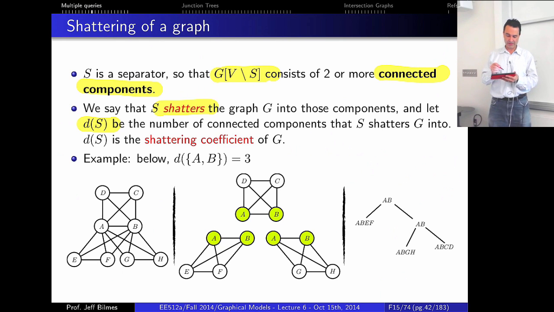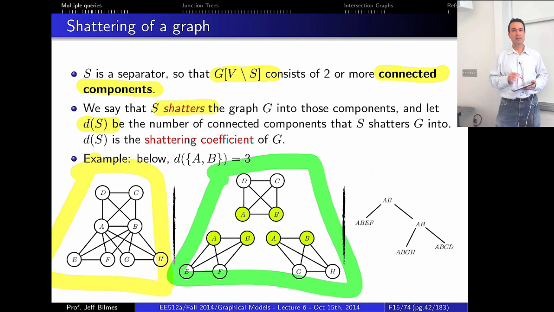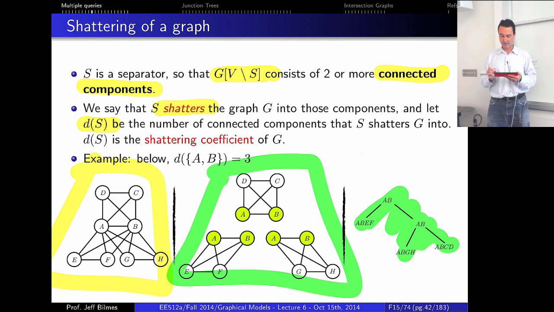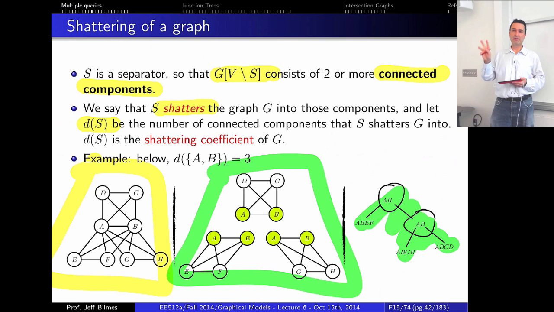So for example, on this graph here on the left, when we remove the separator A, it shatters the graph. This looks like a shattered graph, doesn't it? Into three connected components. And moreover, by the way, here's a decomposition of that graph. It's a full recursive decomposable model, obviously. And notice that we've used the separator as a non-terminal in the decomposition tree twice, which is one less than the shattering coefficient of that separator.